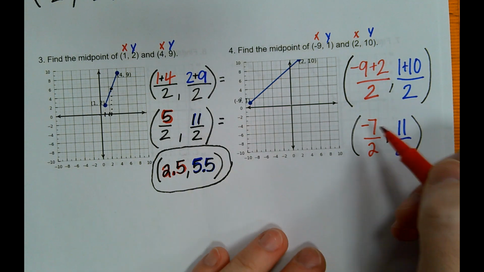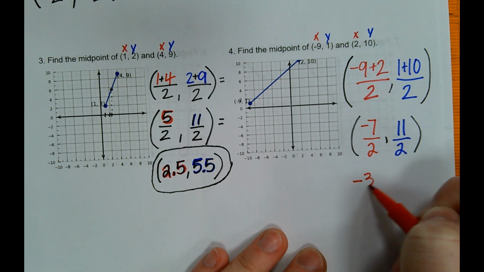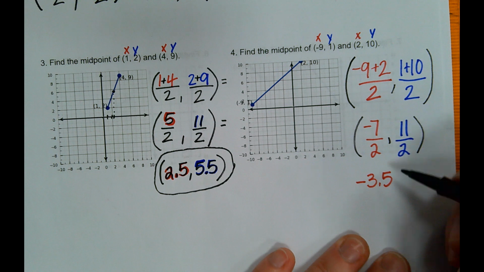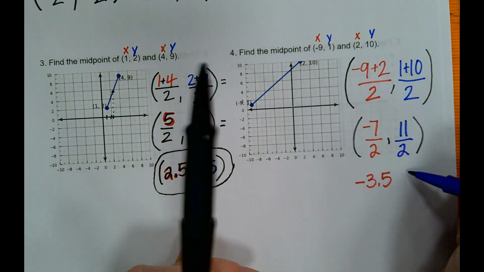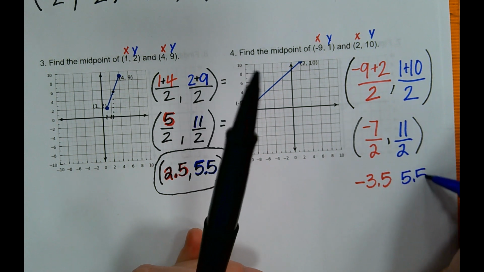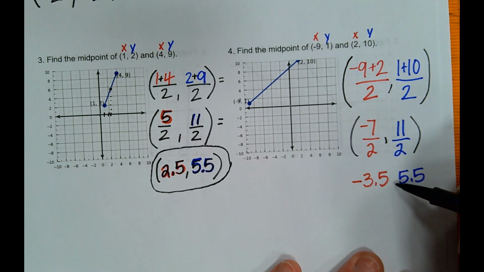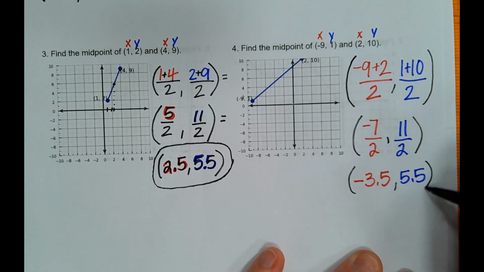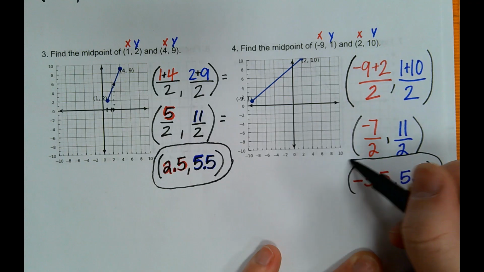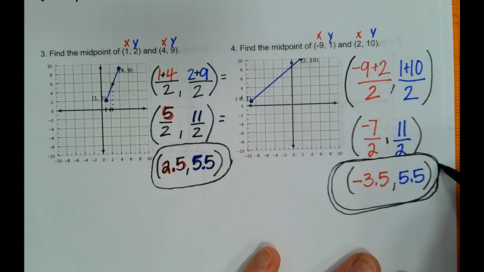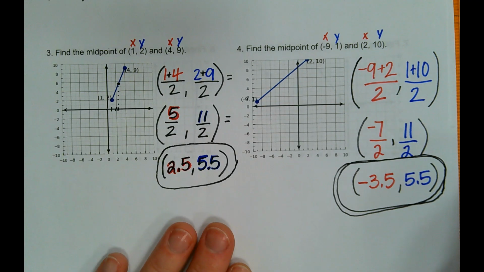-3 and 5. Perfect. -3.5, 5.5. And then since we've got so much work on here, we want to really be in the habit of circling our answers. So we'll circle that. Perfect. Okay, so let's plot this point.